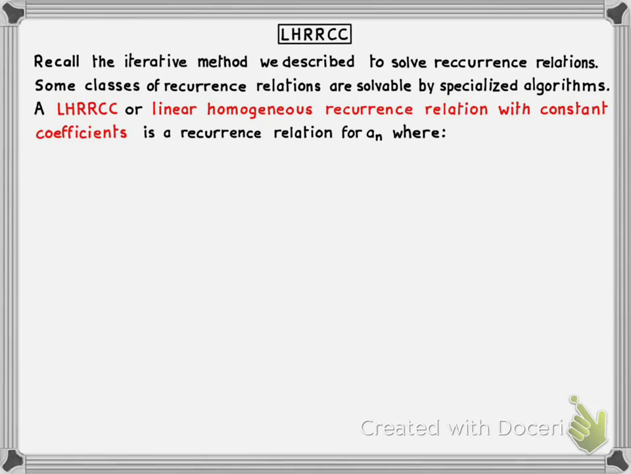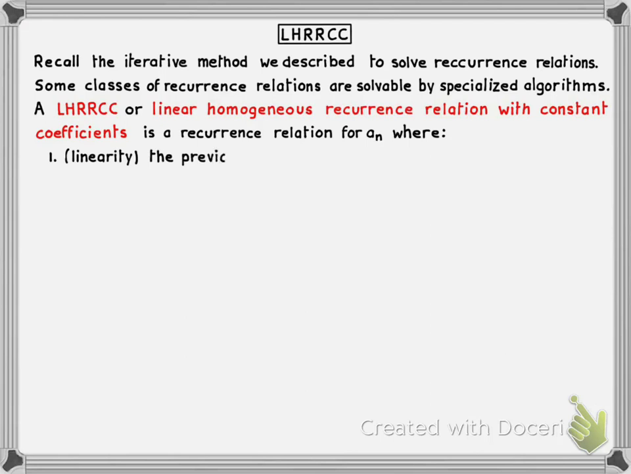First, a LHRRC must be a recurrence relation. Of course, that's the double R in the name. Now, a recurrence relation has a generic term a sub n, which is defined as a function of the previous terms, a sub n minus 1, a sub n minus 2, a sub n minus k. So, the first constraint we want to put on the LHRRC is the L here. That's the linear part.